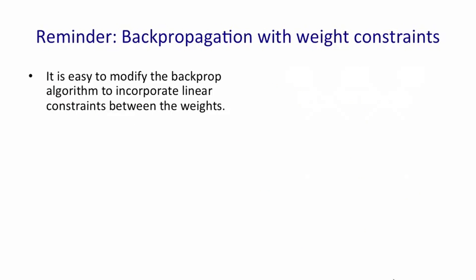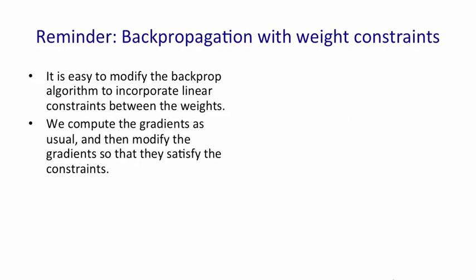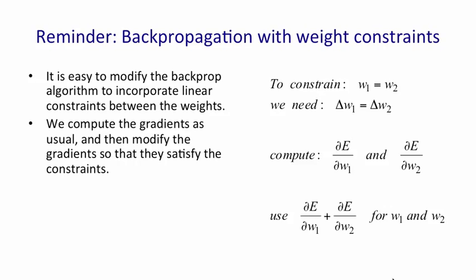Now, backprop is good at learning when there are weight constraints. We saw this for convolutional nets, and just to remind you, we can actually incorporate any linear constraint quite easily in backprop. So we compute the gradients as usual, as if the weights were not constrained, and then we modify the gradients so that we maintain the constraints.